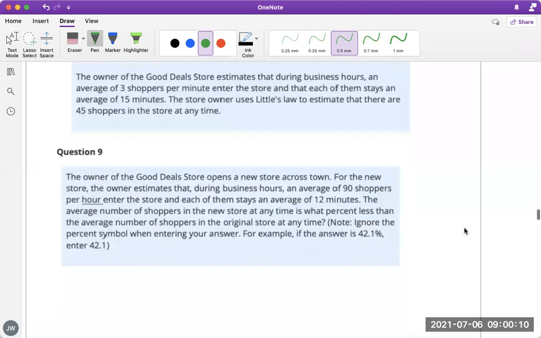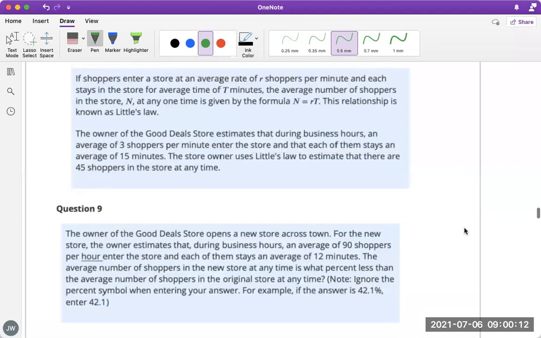Okay, number 9. I can show both of them at the same time. The owner of the Good Deal store opens a new store across town. For the new store, the owner estimates that during business hours, an average of 90 shoppers per hour enter the store, and each of them stays an average of 12 minutes. The average number of shoppers in the store at any time is what percent less than the average number of shoppers in the original store at any time?